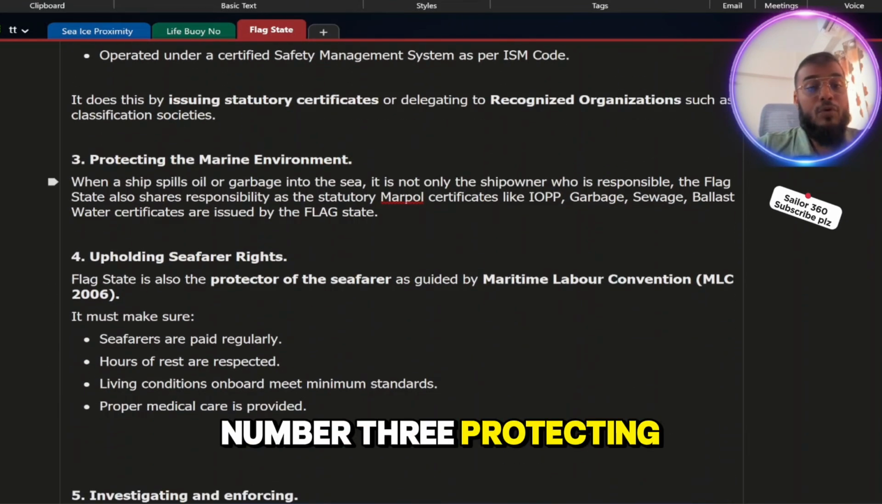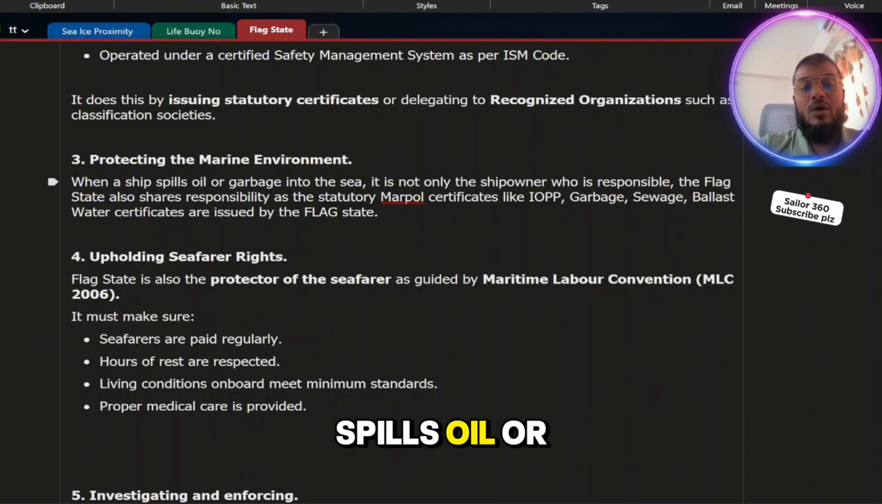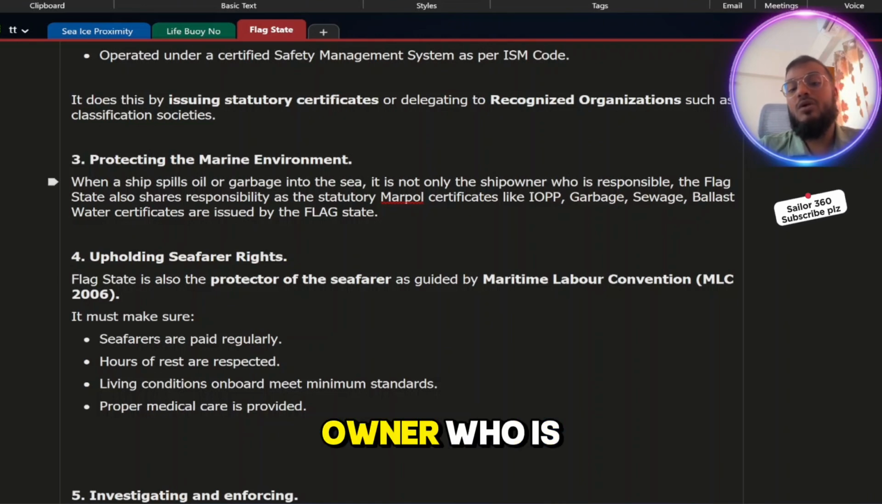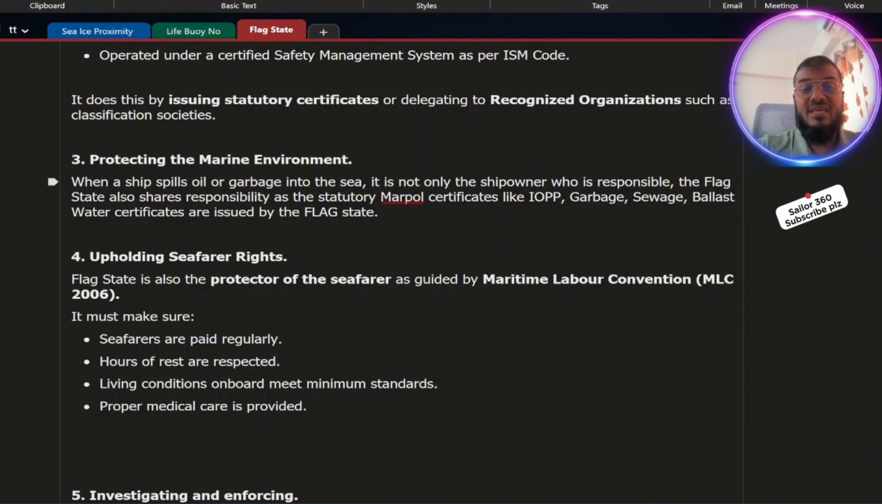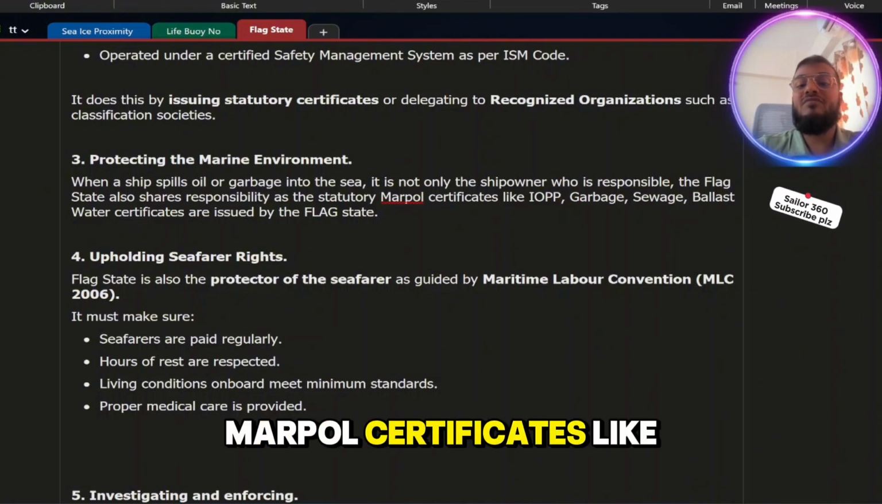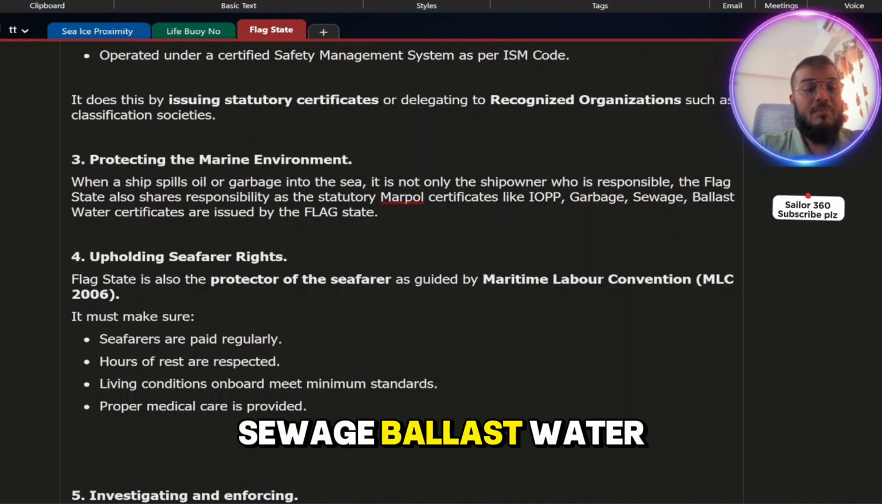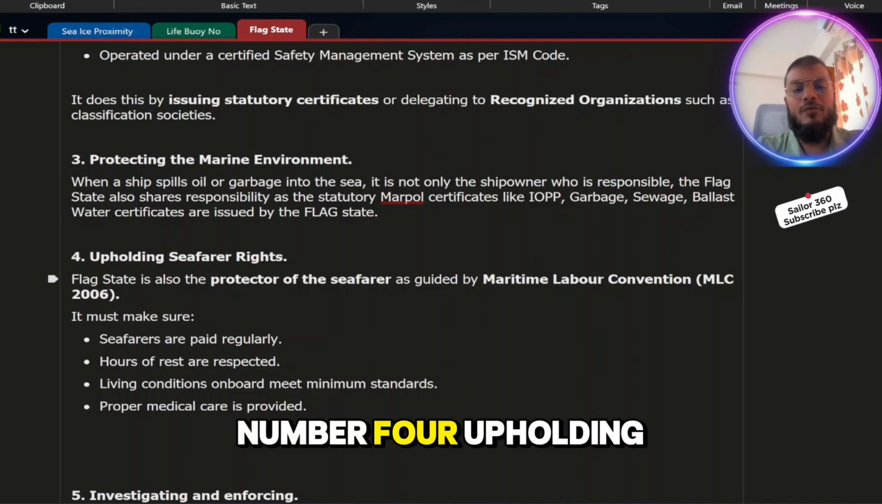Number 3. Protecting the marine environment. When a ship spills oil or garbage into the sea, it is not only the ship owner who is responsible. The flag state also shares responsibility, as the statutory MARPOL certificates like IOPP, garbage, sewage, and ballast water certificates are issued by the flag state.